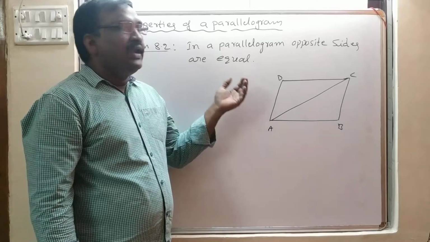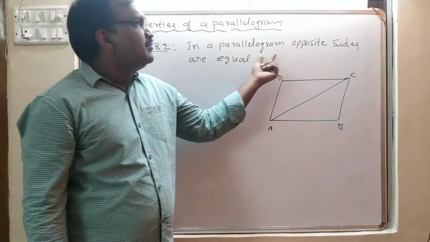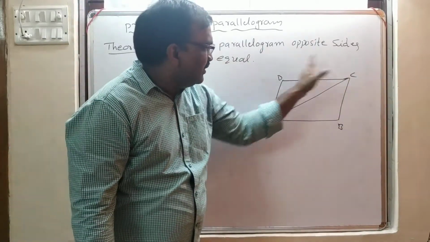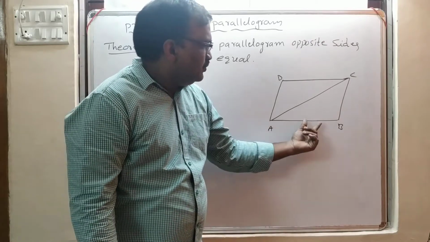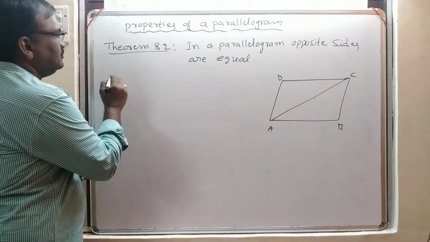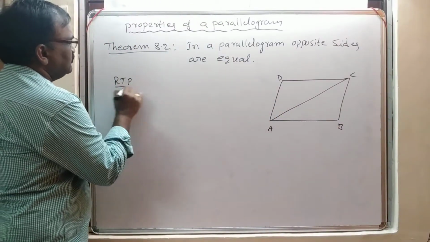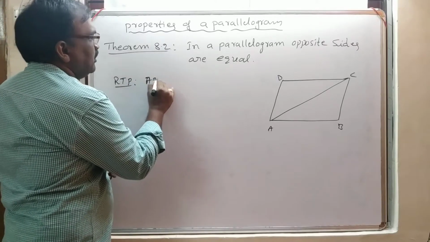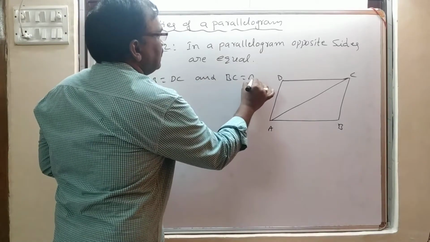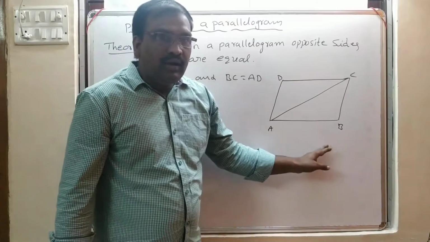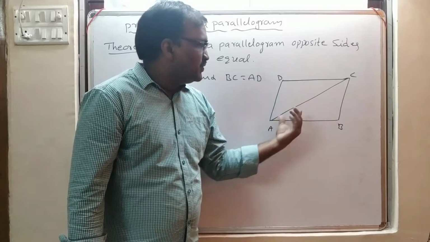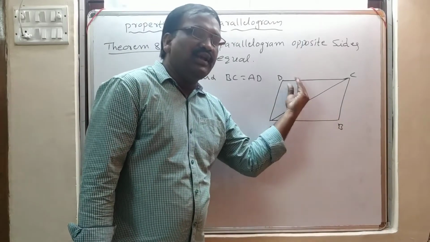The next property in parallelograms. In a parallelogram, opposite sides are equal. See, ABCD is a parallelogram. You have to prove AB is equal to CD, and BC is equal to AD. Already in the above theorem we proved this triangle is congruent to this triangle. Triangle ABC is congruent to triangle ADC.